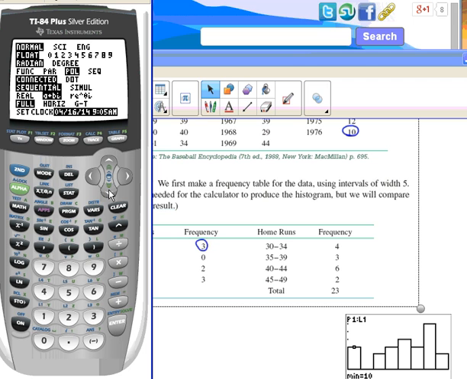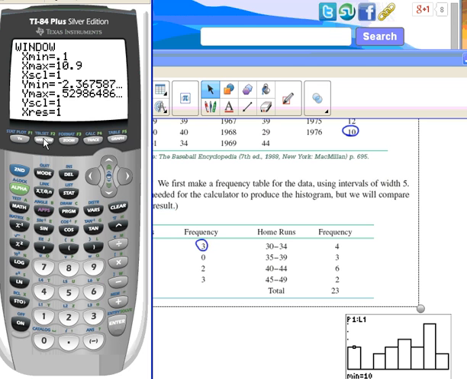Let's change it back to function mode. Let's see if that does what I need. When I hit my window button, there we go. And got it figured out for us. My X minimum, we have 10 as our minimum. Our X max, we're going all the way to 50. Remember, we decided our biggest one was 47, so we need to go all the way to 50.